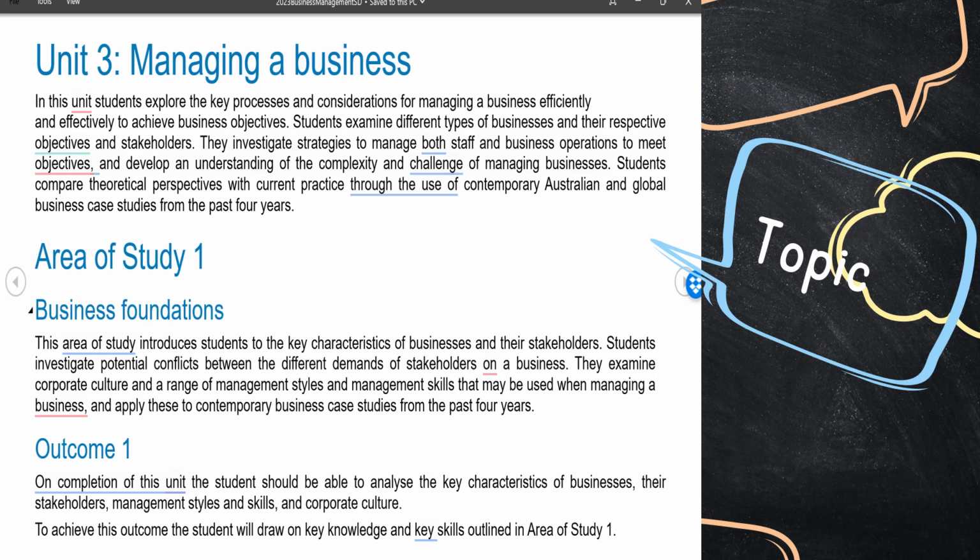And Area of Study 1 has several outcomes. We picked up Outcome 1, which is basically looking at the capacity of students to analyze the key characteristics of business, their stakeholders, management styles and skills, and corporate cultures.